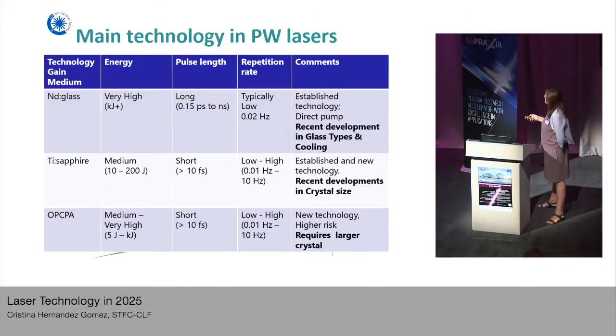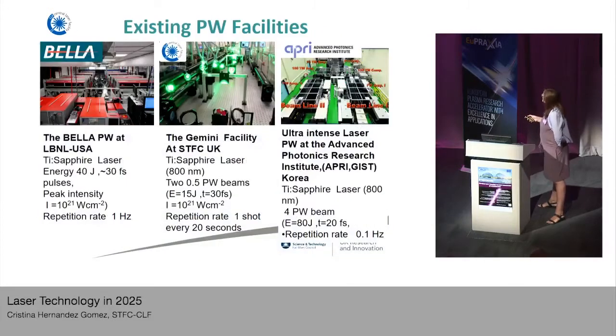very, very short pulses. So let me give you three examples. Many of these examples you've seen today. BELLA in America, a petawatt laser operating at 1 hertz, giving energies in the range of 30 to 40 joules at 30 femtoseconds. The one in the UK, the Gemini facility, is a dual beam. It has two beams operating at half a petawatt each, again delivering modest energies, 15 joules in 30 femtoseconds, achieving relatively nice intensities, 10 to the 21.